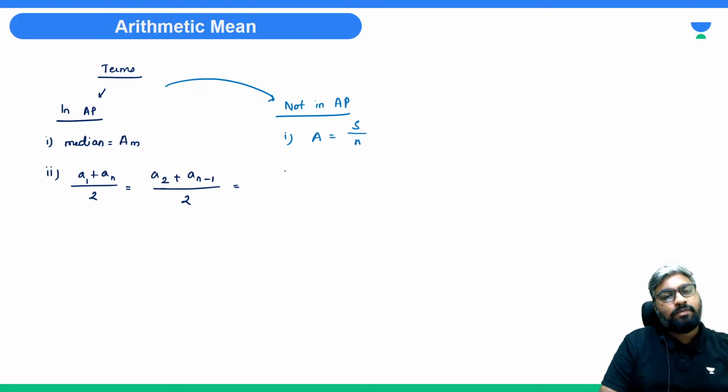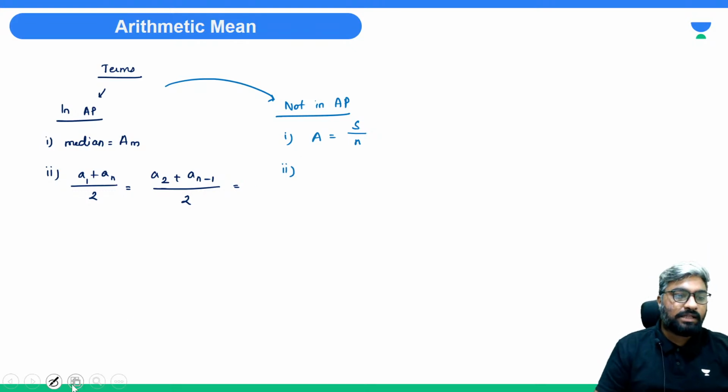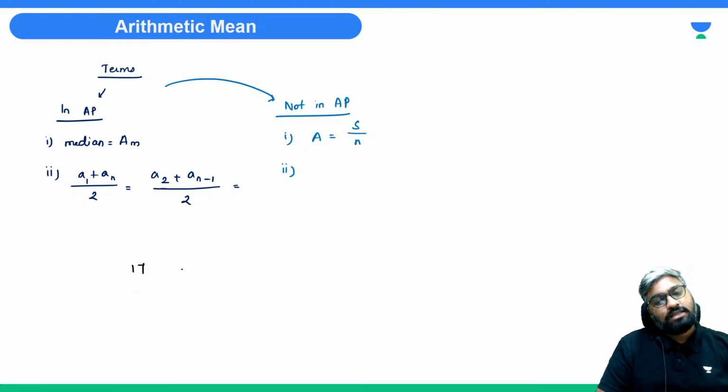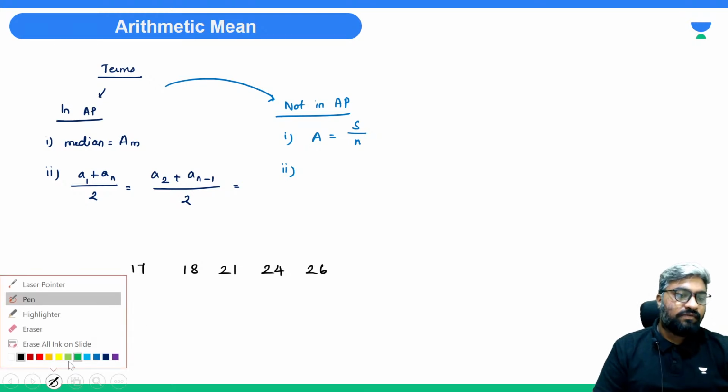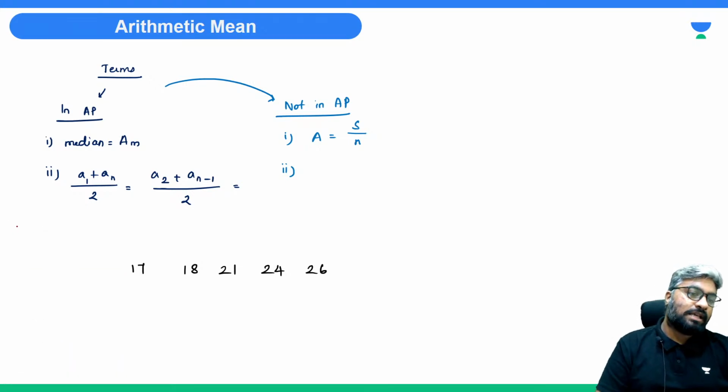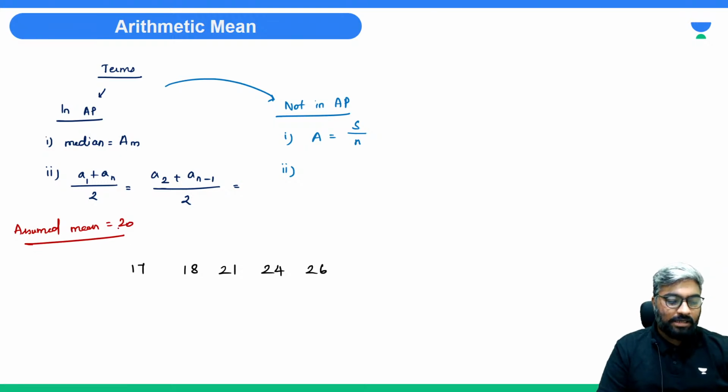The other way would be to go for the assumed mean method, है ना. So we take an example. Let's say we have to find out 17, 18, 21, 24, 26 का average निकालना है. ठीक है. So if we assume, let's say that the assumed mean is 20, कोई भी नंबर ले सकते हो, I am taking 20. ठीक है.